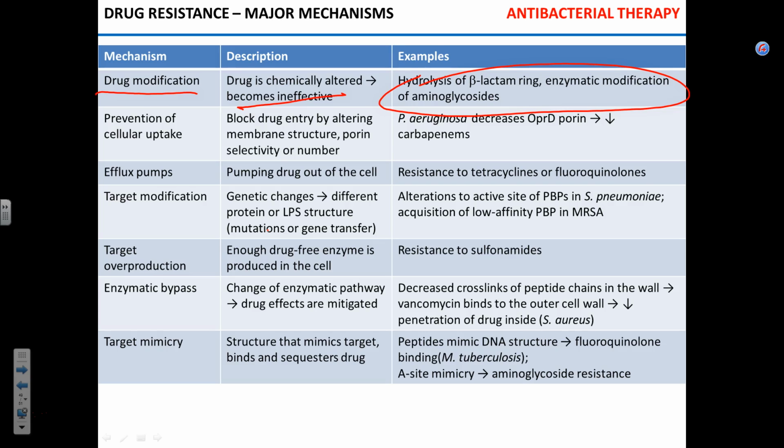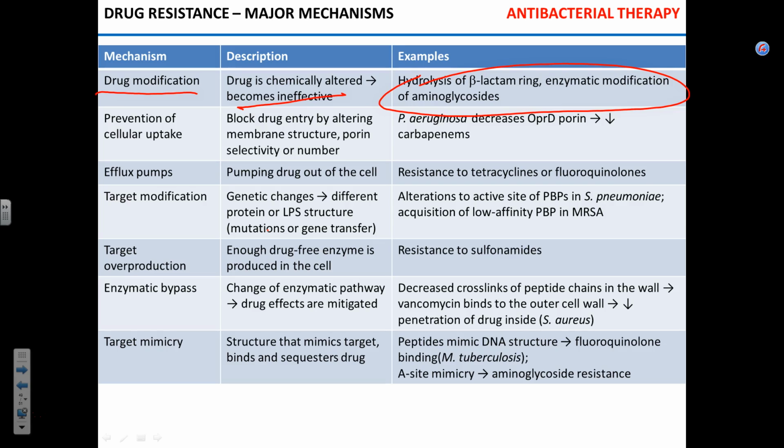I'm going to use this as an example of what I may ask you on the exam. I may give you a situation. Such and such microbe has an enzyme that breaks down the kanamycin, an aminoglycoside. What type of resistance is it? You have to recognize that it's a drug modification, not a target. Does that make sense?